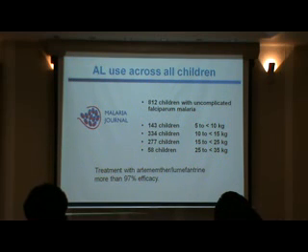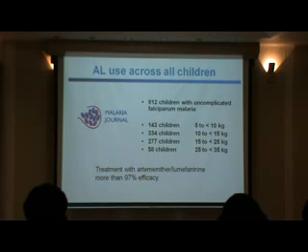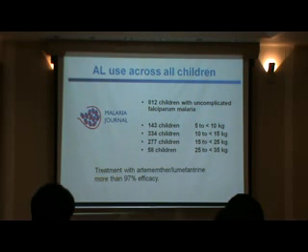This is the use of artemether and lumefantrine combination among 812 children with uncomplicated falciparum malaria. This is the constitution of children, 140 children weighing between 5 and 8 kg. Treatment was with artemether and lumefantrine, and it was found to have about 97% efficacy.